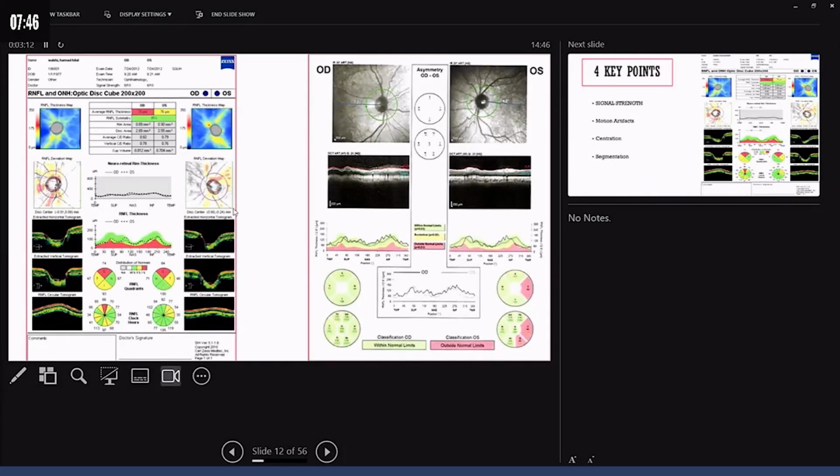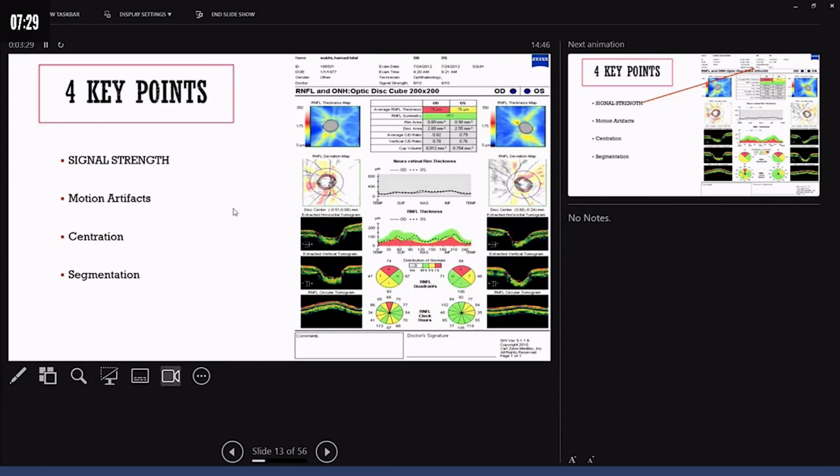Coming to interpretations, there are multiple machines of OCT. Every machine uses a different algorithm for seeing the RNFL thickness. So data from one machine cannot be directly corroborated with the other machine. And so whatever machine you have, you have to read about the machine, see the printout, and try to understand the printout so that you can better assess the RNFL thickness. But there are some basic parameters which apply to all the machines.